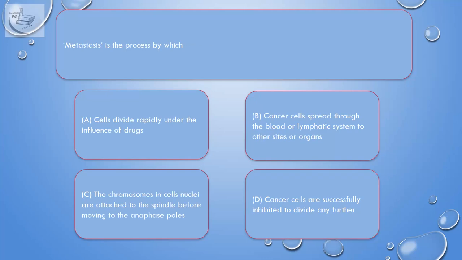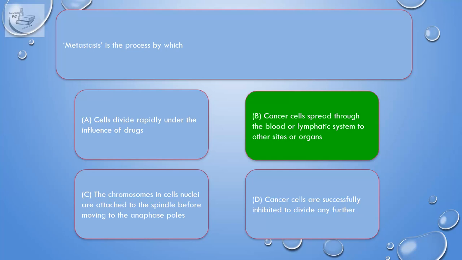Metastasis is the process by which A. cells divide rapidly under the influence of drugs. B. Cancer cells spread through the blood or lymphatic system to other sites or organs. C. The chromosomes in cells' nuclei are attached to the spindle before moving to the anaphase poles. D. Cancer cells are successfully inhibited to divide any further. Correct answer is B. Cancer cells spread through the blood or lymphatic system to other sites or organs.